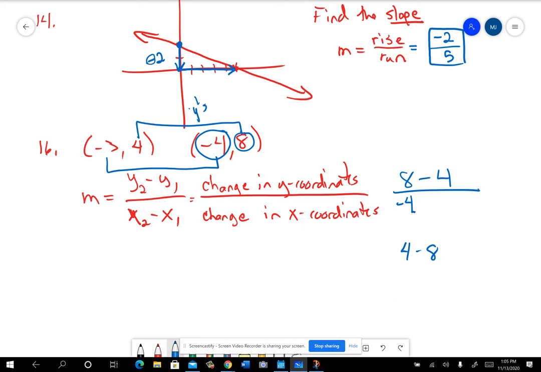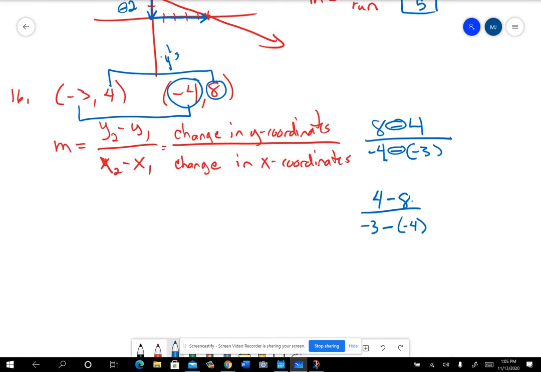This is harder because of all the negatives. Minus a -3. These minuses are part of the formula. And then the coordinates themselves might turn out to be positive or negative. Those of you who might have set up the top as 4 minus 8, you'd get the same answer ultimately, but your denominator should be -3 minus -4. Should be the reverse of what I did. And then let's see what happens when we simplify those.